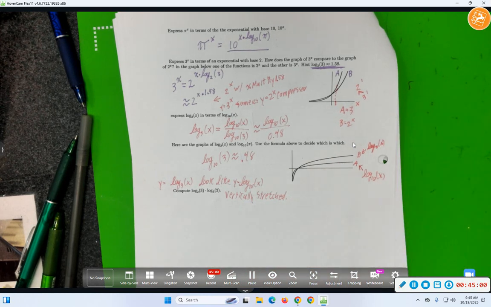Neato. Folks feel pretty good? So you can use these change of base formulas to really understand how the different graphs of the logarithms will all compare to each other. Different logs will all just be vertically stretched or compressed from whatever your favorite log is. Different exponentials will all just be horizontally compressed or stretched from whatever your favorite exponential is.